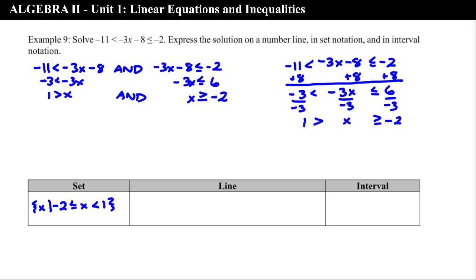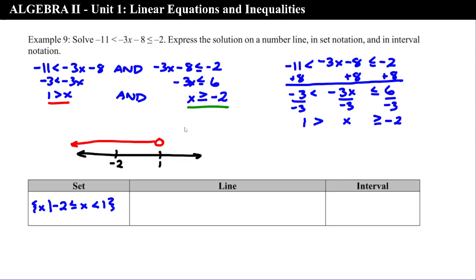Let's look at the line. And you'll notice I did not provide a line this time because I want to show you how you can sketch it on your own. So let's sketch a line, and all we need to put on it is our 2 points of interest, negative 2 and 1. Okay, so for our first statement, we have 1 is greater than x. So we're not including 1, and 1 is greater than x, which means we're going to the left, okay, because x is less than 1.